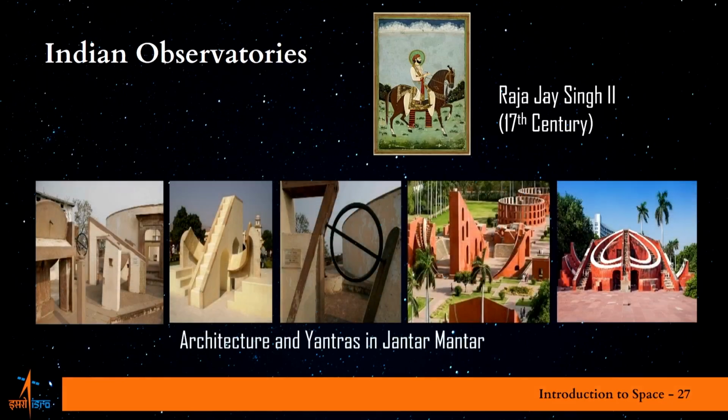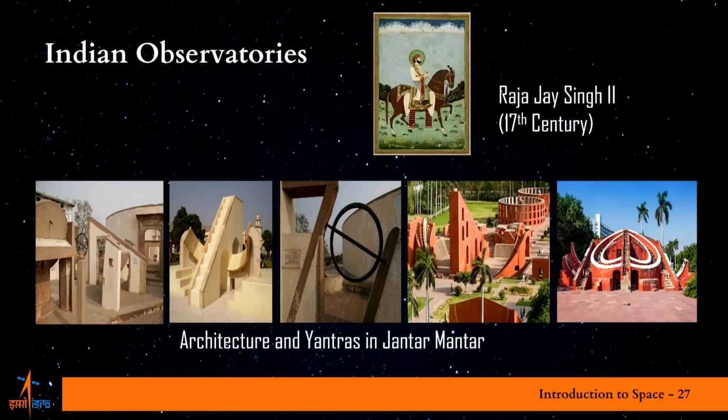Raja Jai Singh II of Jaipur, India, in the 17th century had a keen interest in mathematics, architecture, and astronomy. It is believed that he had the Elements of Geometry by Euclid translated into Sanskrit. Raja Jai Singh II, during his time, commissioned the Jantar Mantar observatories at 5 places across India, like Jaipur, Delhi, Varanasi, Ujjain, and Mathura.